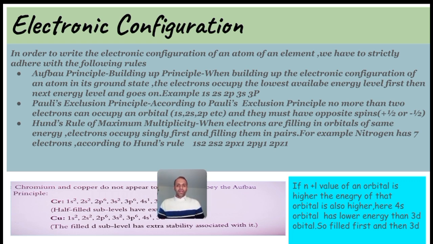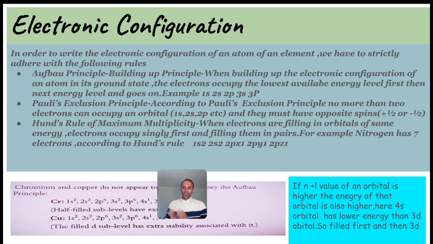In order to write the electronic configuration of an atom of an element, we have to follow strictly the following rules. The first one is the Aufbau principle, the second is Pauli's exclusion principle, and the third is Hund's rule of maximum multiplicity. The Aufbau principle, or building-up principle, says that when you write the electronic configuration of an atom in its ground state, the electrons occupy the lowest available energy level first, then the next energy level, and so on.